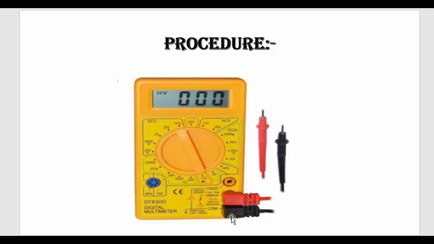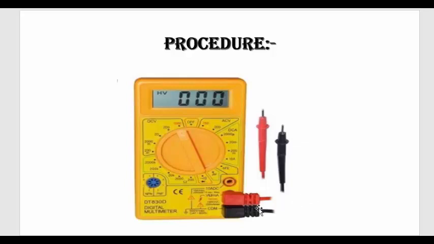There are two terminal meters named positive and negative terminal. Both terminals are joined to the test leads. These test leads are connected to the source, which we have to find out is in good condition or bad condition.